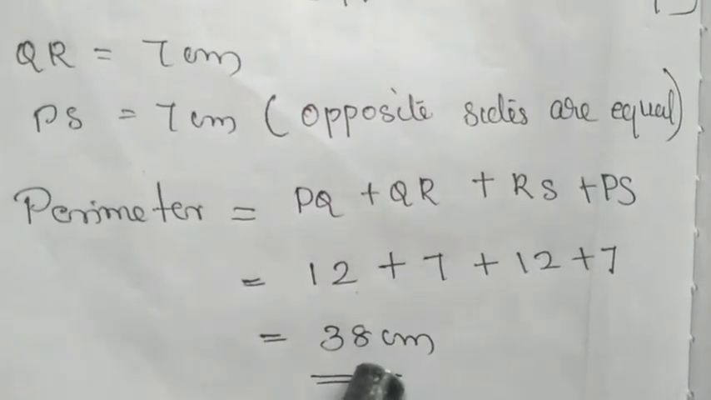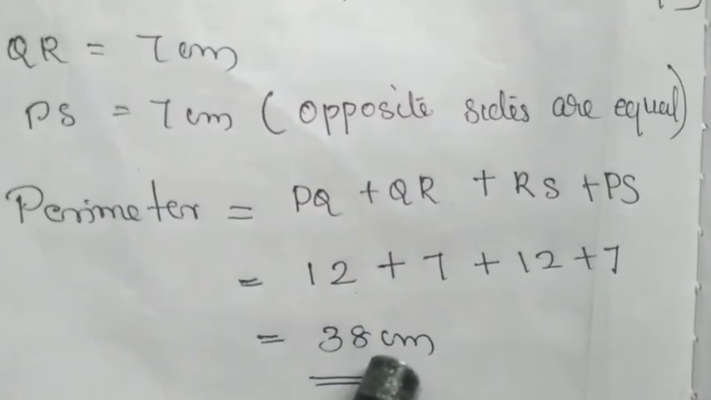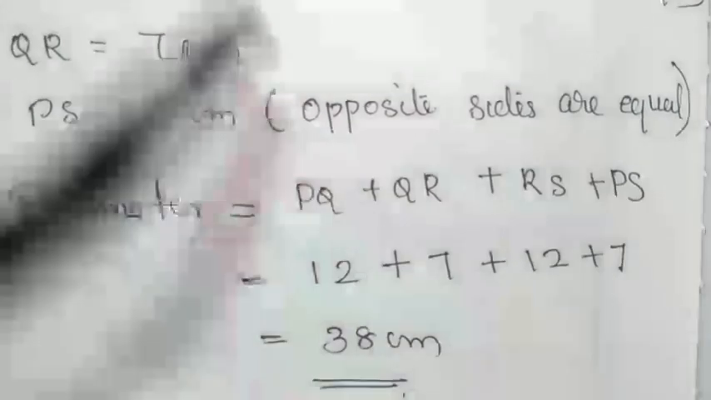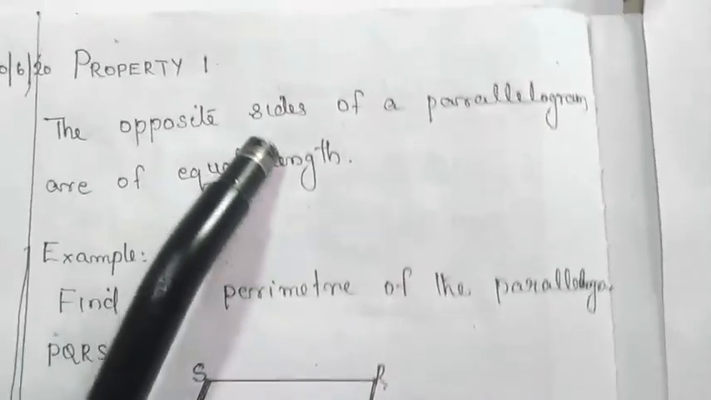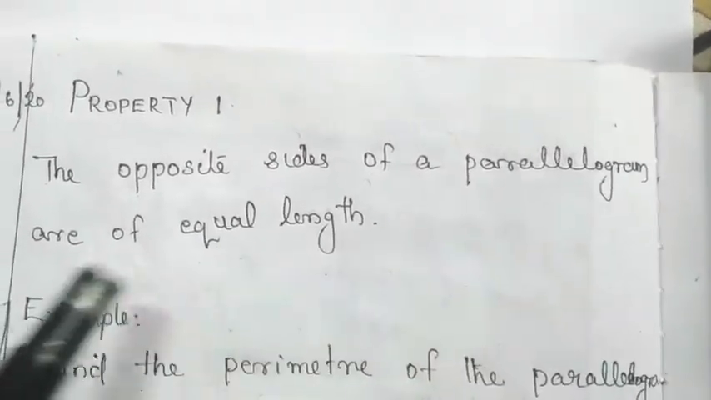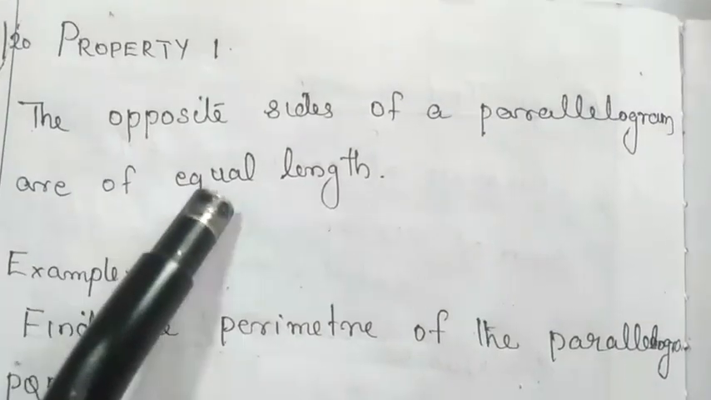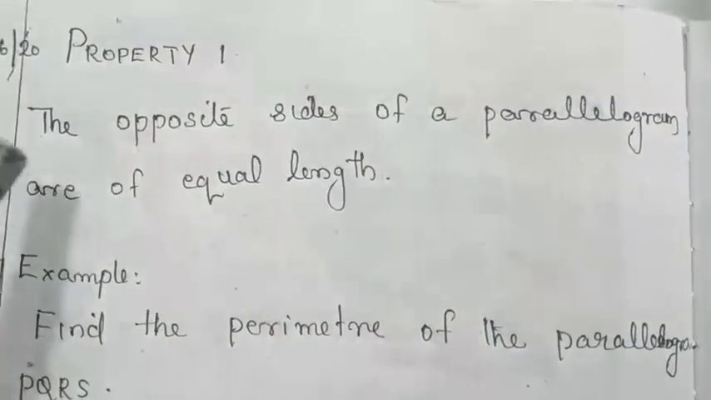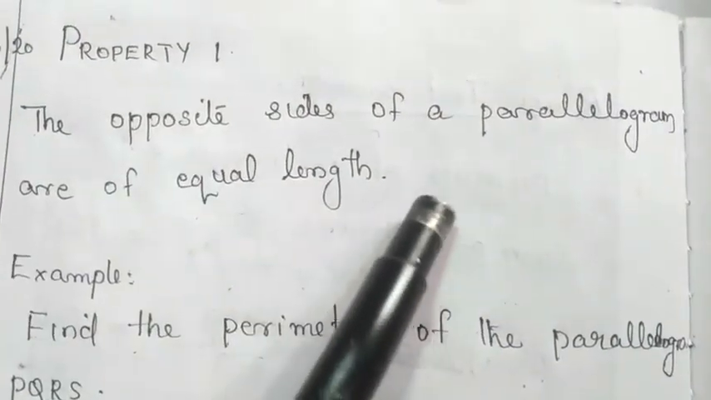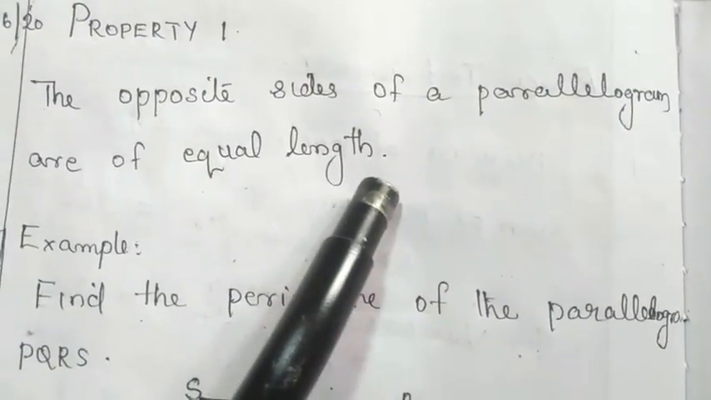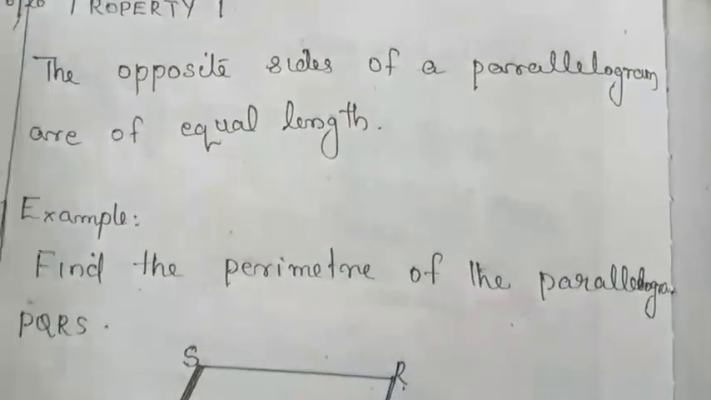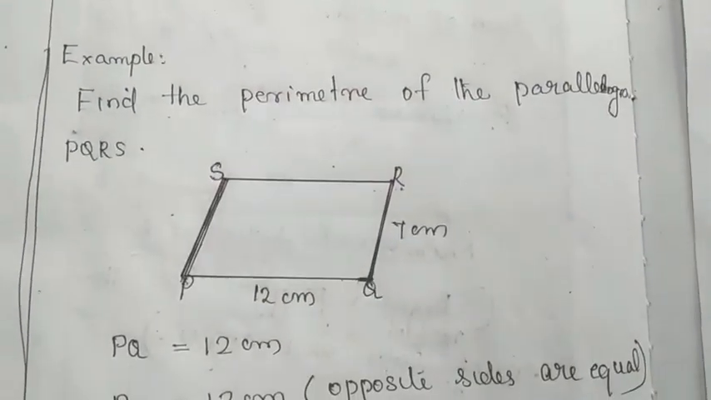So which rule is used here? We used the property of a parallelogram. Which one? The opposite sides of a parallelogram are of equal length. Very important: the opposite sides of a parallelogram are of equal length. Okay. This is the first property we study in the case of a parallelogram.